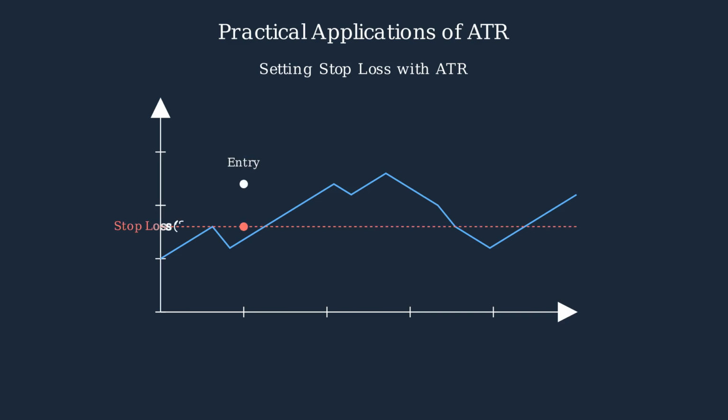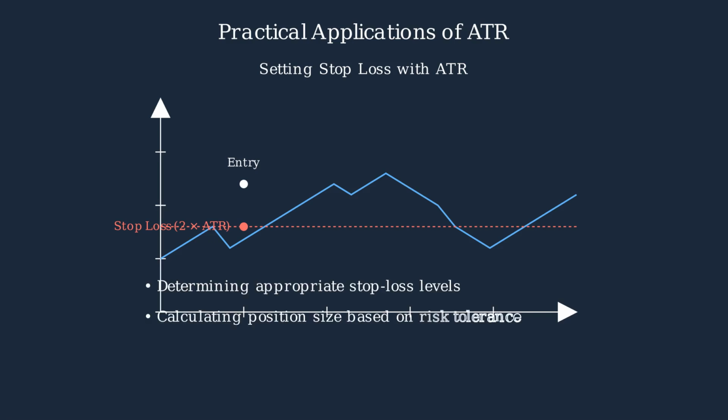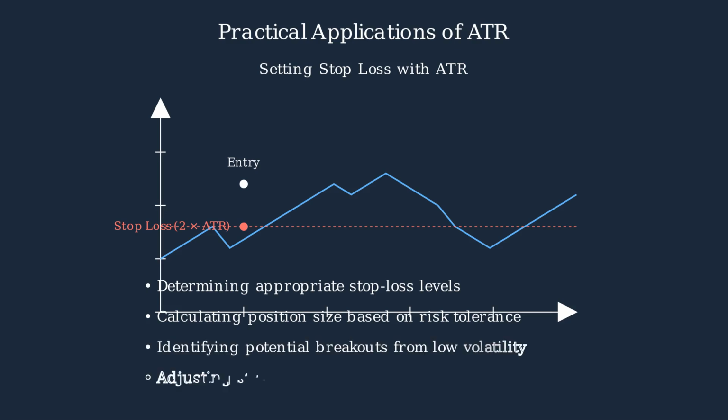For example, a trader might enter a position here and place a stop-loss at a distance of 2 times the current ATR value. This approach ensures that the stop is wide enough to avoid being triggered by normal market noise, but tight enough to limit potential losses. Traders also use ATR to identify potential breakouts following periods of low volatility and to adjust their strategies based on changing market conditions. Let's explore some trading strategies that utilize ATR.